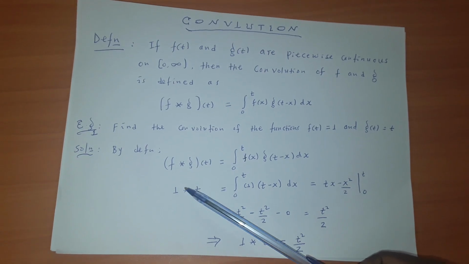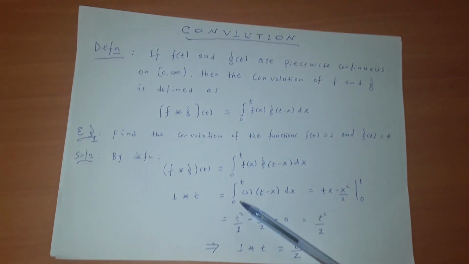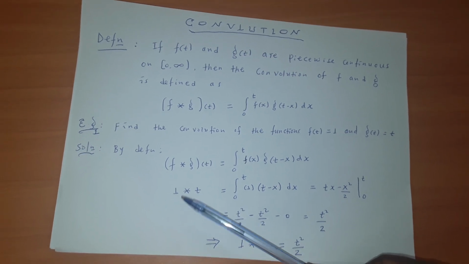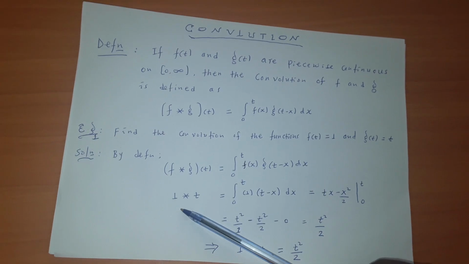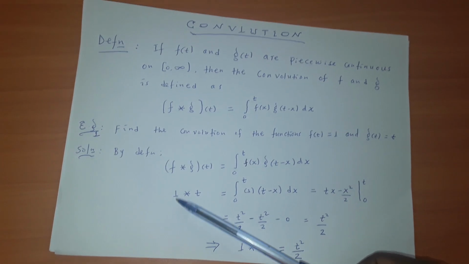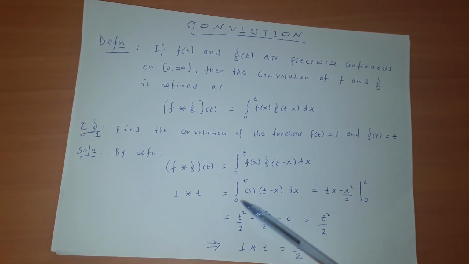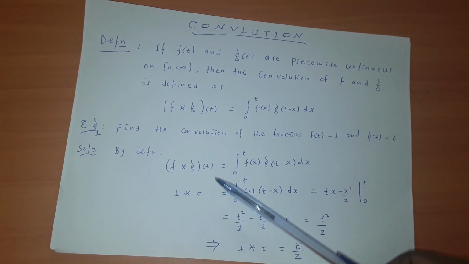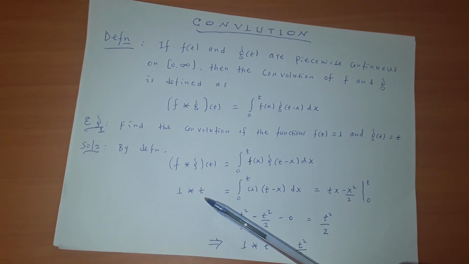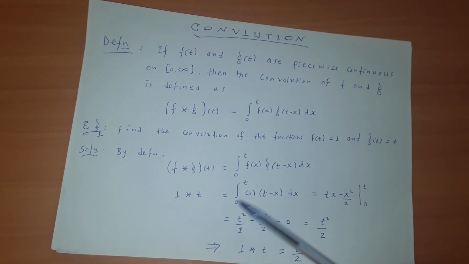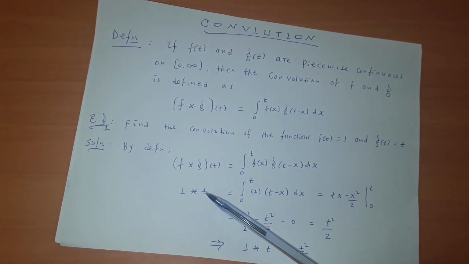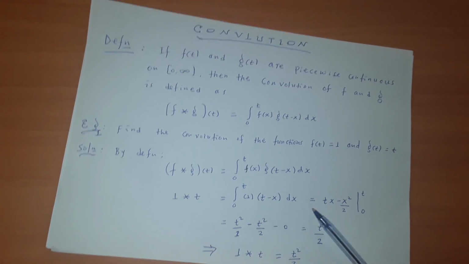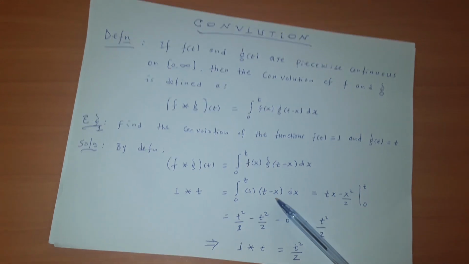So in this case, f is 1, g is t, and we integrate from 0 to t of f of x. If f of t is 1, f of x is still 1, because f is constant here. So we put 1 under the integral. Again, since g of t is t, g of t minus x is t minus x. So we have t minus x under the integrand.